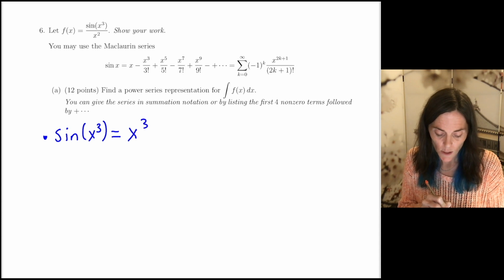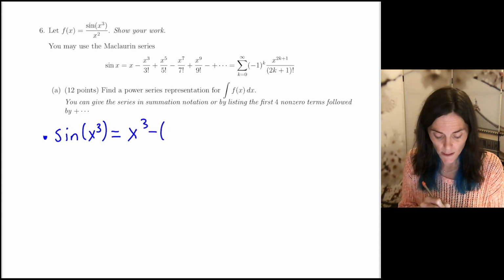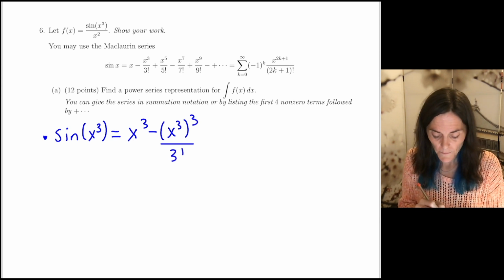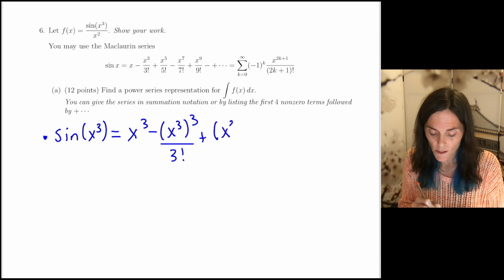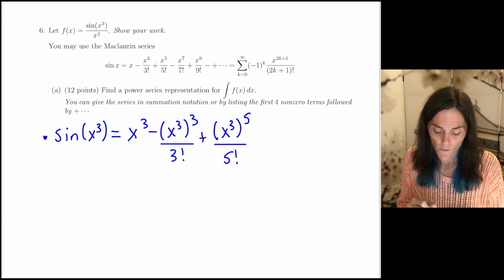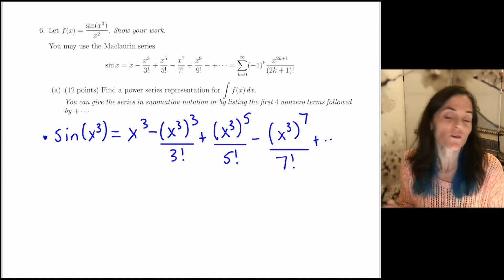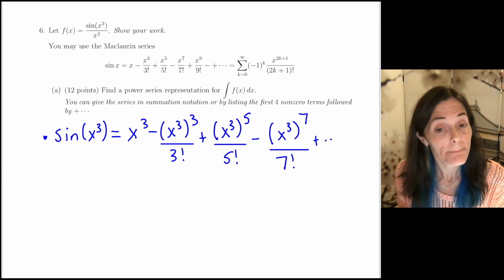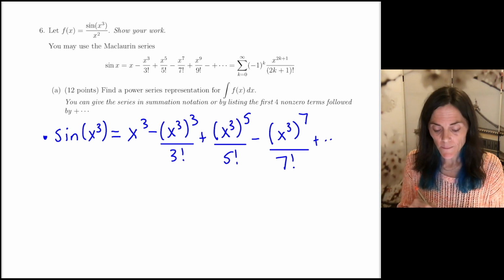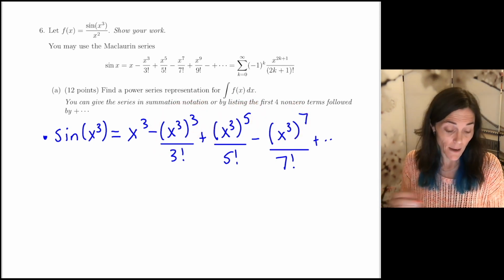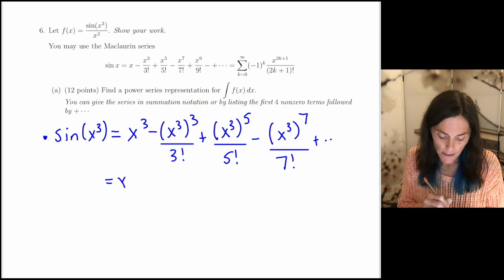This would be x cubed. So this is composition in this first step. We have x cubed over 3 factorial. We have plus x cubed to the 5th over 5 factorial. And then we have a minus x cubed to the 7th over 7 factorial. The next one will be plus. So there's 4 non-zero terms. Great. But I'm not finished because we want to write each one of these as x to a power before I divide by x squared, for example. So let me take one more step.